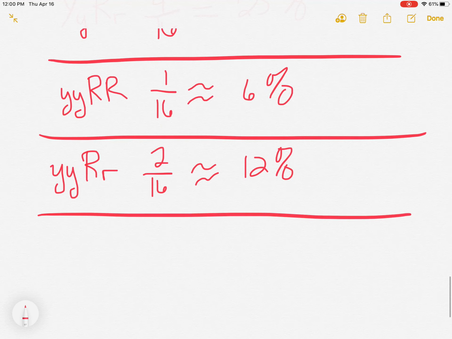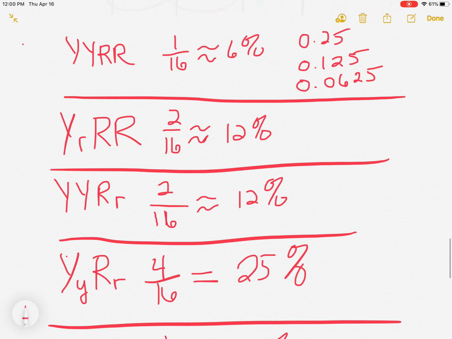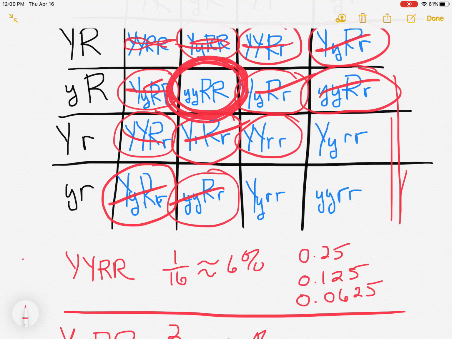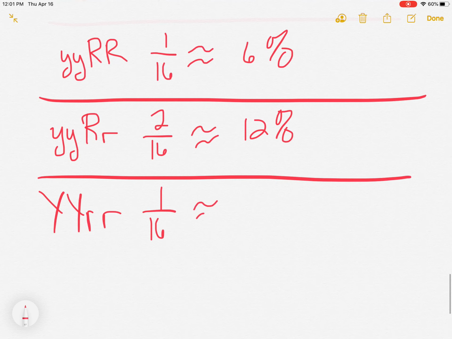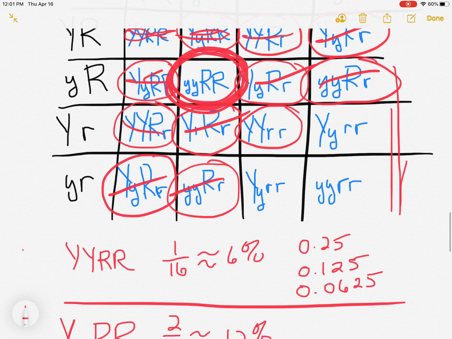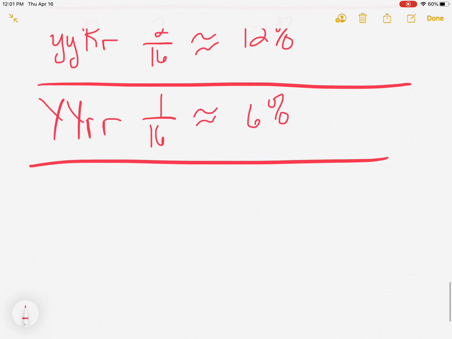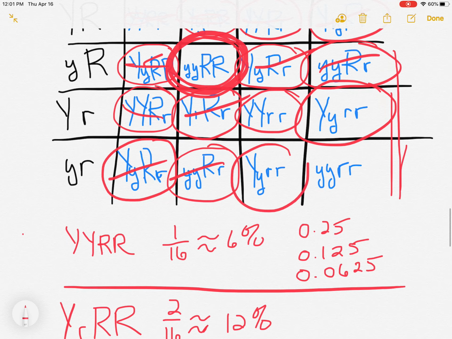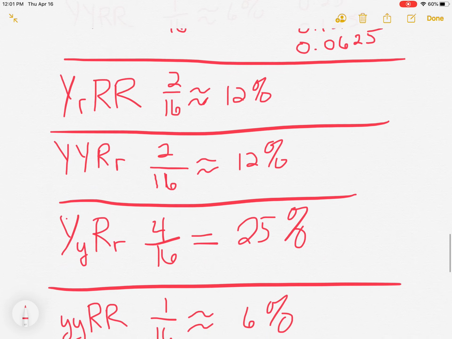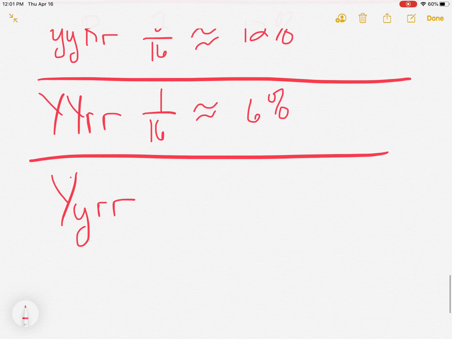The next combination, two big Y's and two little R's. Okay, how many of those? Let's go count them up. I only see one. Two big Y's, two little R's. I only see one. So 1 out of 16, which is about 6%. Next combination, we can see we're almost done. Let's do this one. Two different Y's and two little R's. And if you go back to the square, there are 2 out of 16 for that combination.